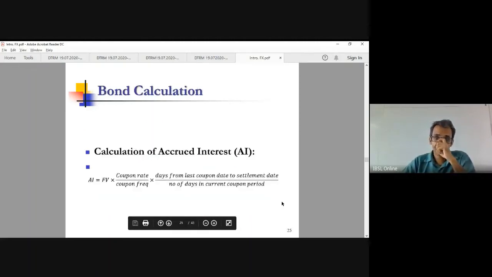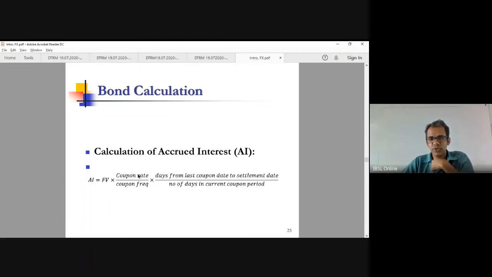This is the equation for the calculation of accrued interest. Basically, this part is the calculation of coupon: face value times coupon rate divided by coupon frequency. This is the coupon. Then this part is the adjustment. That means prorate the coupon for the whole coupon period for the number of days. That's why it says days from last coupon date to settlement date. That is the holding period from the last coupon date, divided by the number of days in the current coupon period.